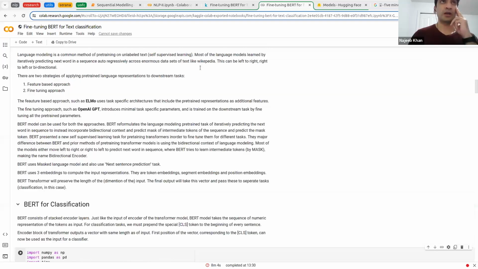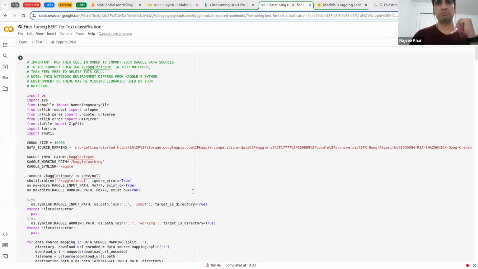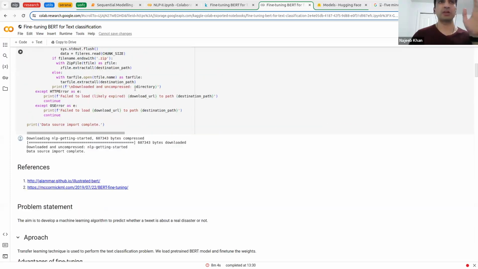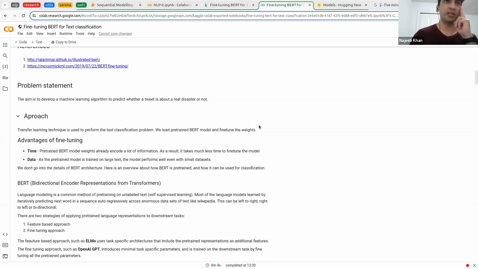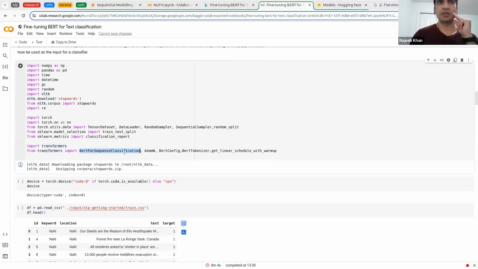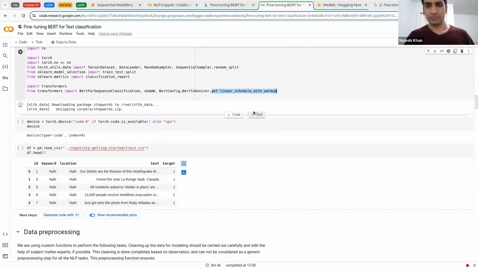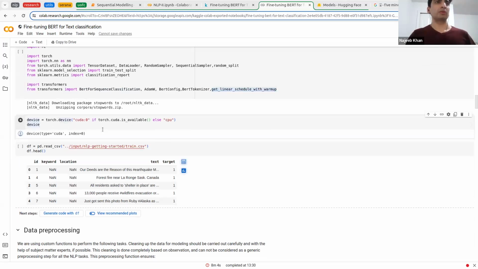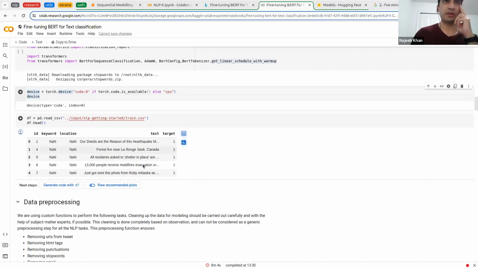So let's analyze briefly what is happening in the notebook. In the beginning, it's just getting the data from Kaggle. No need to dig deeper there, because it's just getting those files for tweets. Then from transformers, it's getting the BERT for sequence classification model, the Adam optimizer, some configuration, the BERT tokenizer, and some other learning rate scheduler functions. Here we are looking at the dataset. We looked at it last time as well, so nothing new in there. There are tweets and the targets, whether it contains a disaster tweet or not.